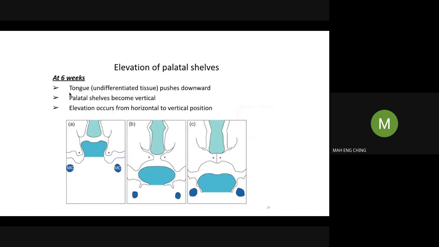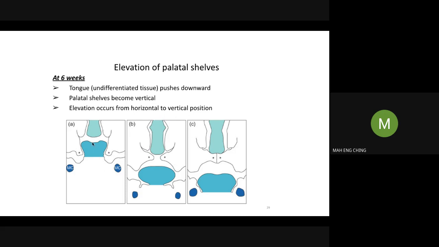So at the sixth week of intrauterine life, the tongue will push downward, then the palatal shelves will become vertical, elevate, go up, and then join together. Elevation occurs from the horizontal to the vertical position.